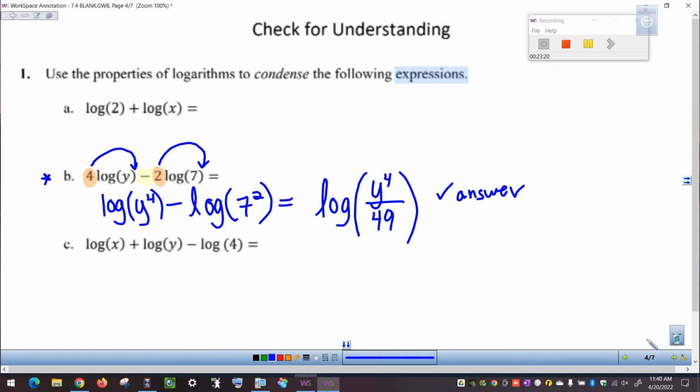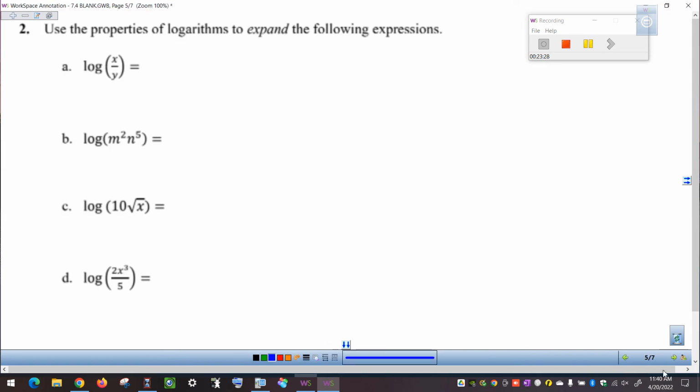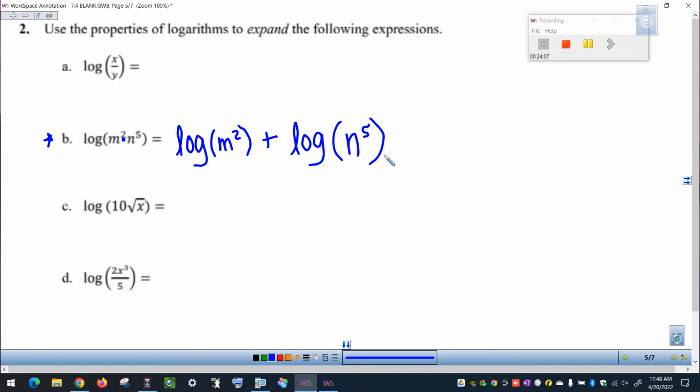Let's take a look at one of our examples in the expanding section. Notice that when we're expanding, all of these problems start with just a single log. Our goal is to write it out longer. We're going to expand it. We're going to take a look at part B on this one as well. When we're expanding, the first thing I want to look at on the inside is, do I have multiplication or do I have division? Since there's multiplication happening, I'm going to first split this up using addition. So it's going to be the log of m squared plus the log of n to the fifth.